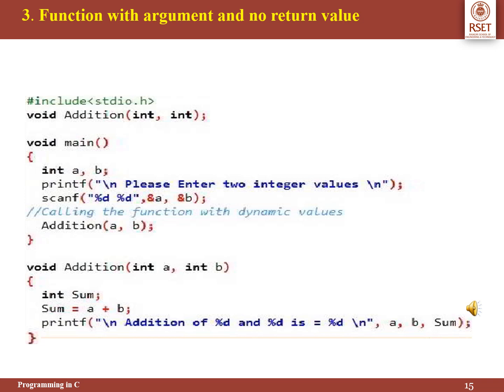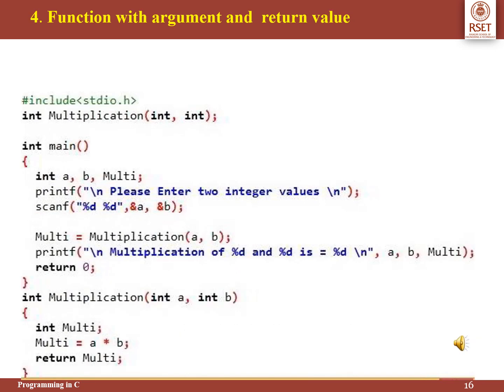In the given example, when the function is being called, we are passing two parameters a, b, which are known as the actual parameters, to the function definition. Inside the function, the addition of two numbers is being performed and the result is displayed inside the function itself. No result is sent back to the main function here.